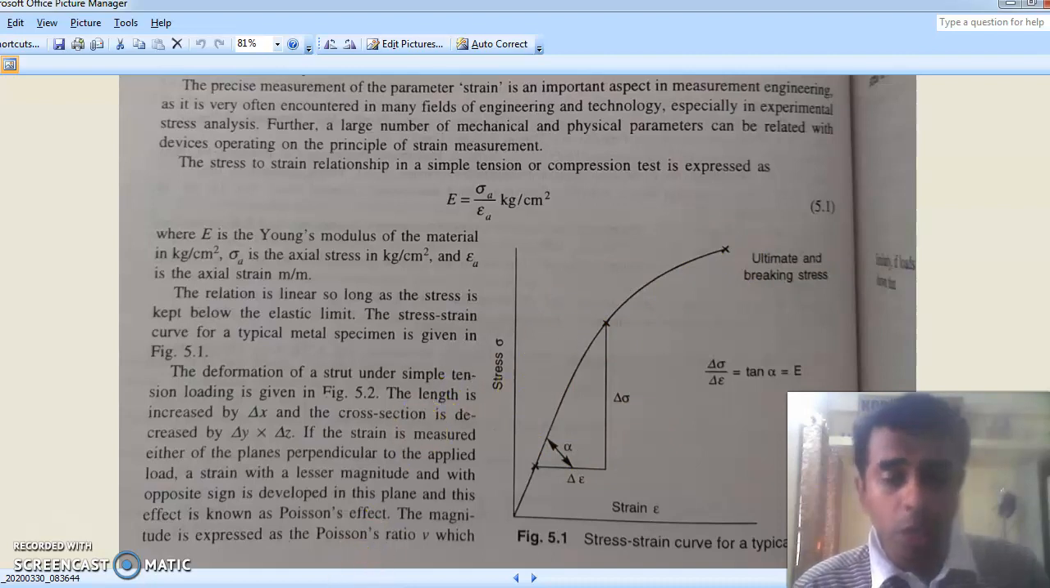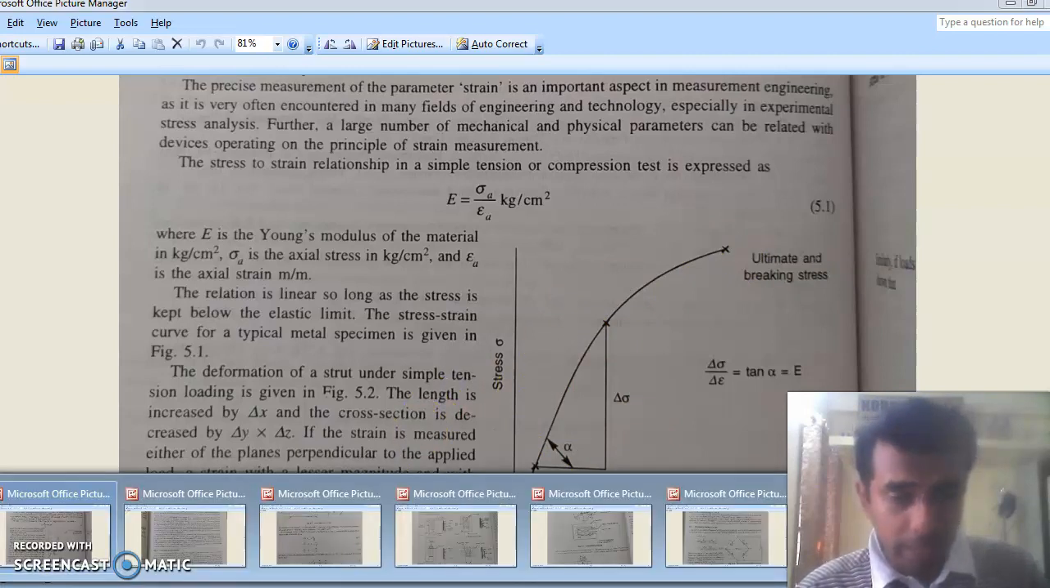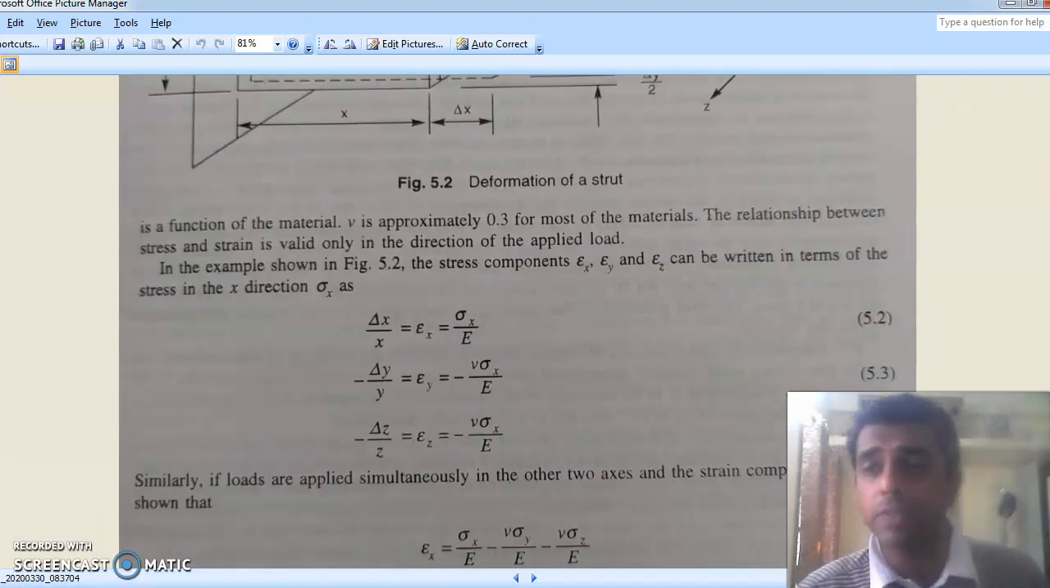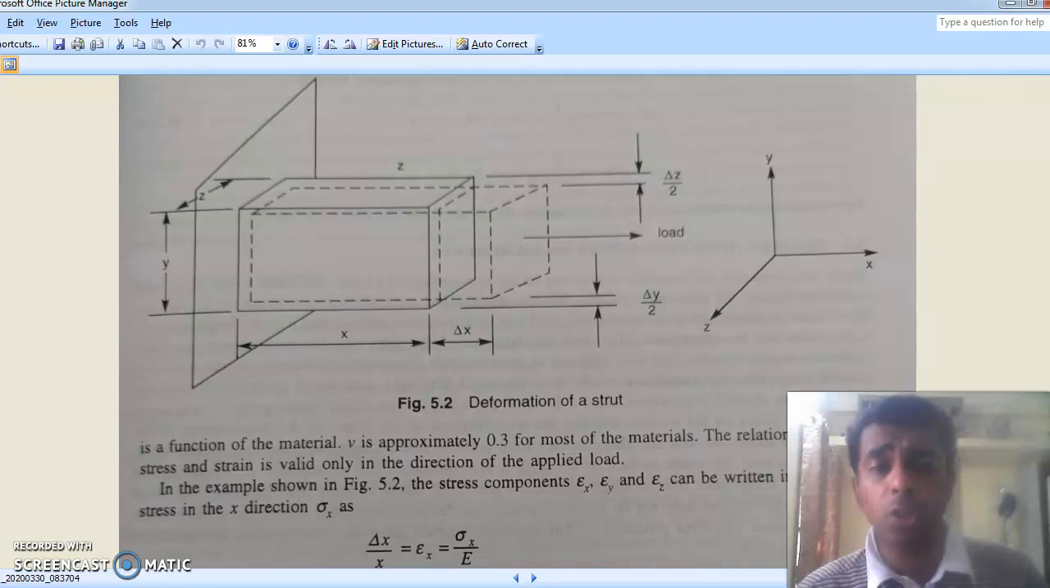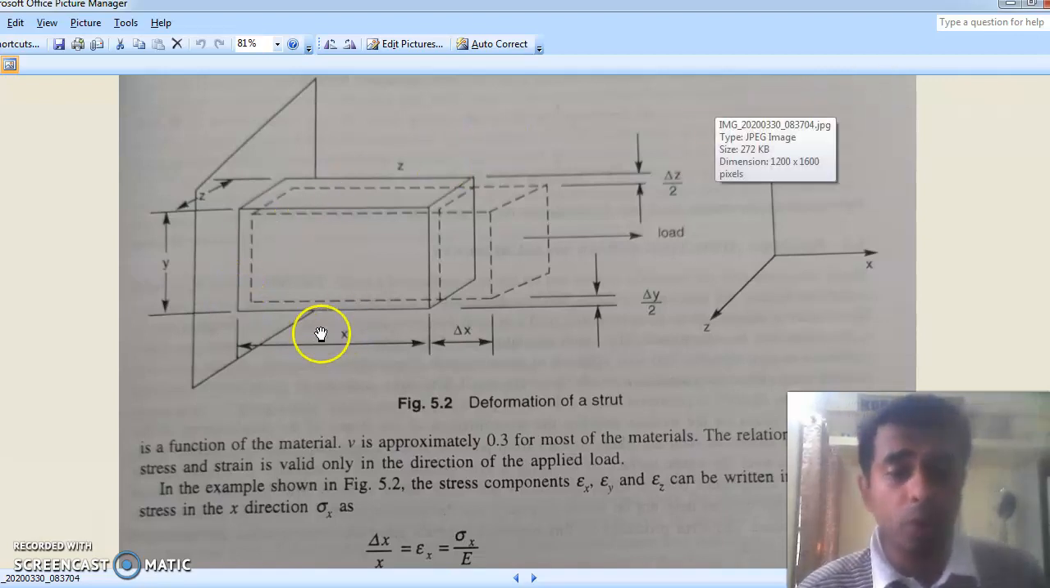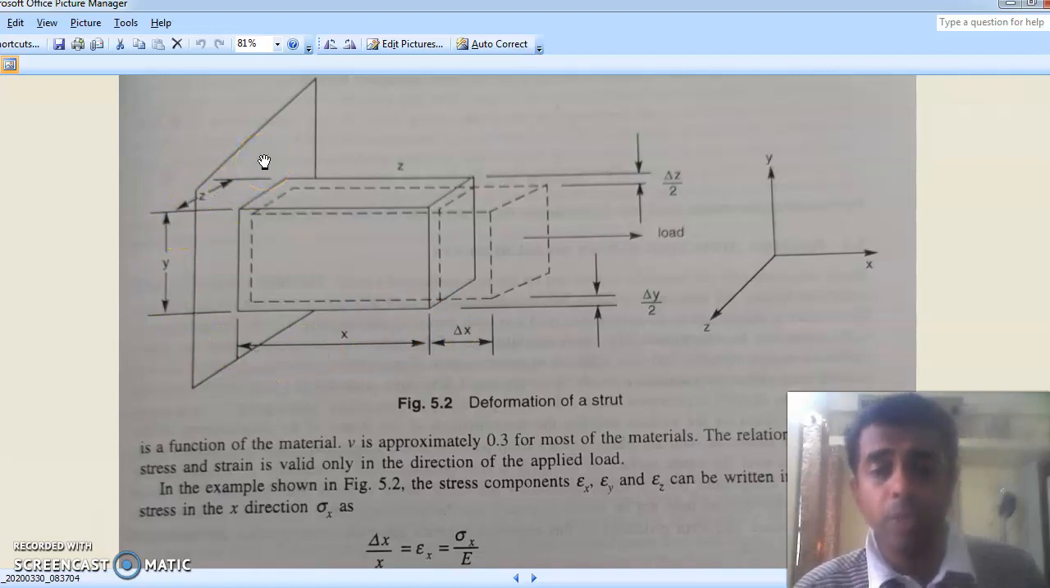Now we'll see some mathematical things. Before going into the details of strain gauges, we were talking about the longitudinal strain. Let me take a material of dimensions x, y and z. If I apply a force in the x-axis direction, from left to right, you can see that initially this was my x, and it got extended by delta x. Initially this was y, and it reduced by delta y. Initially this was my z, and it reduced by delta z.